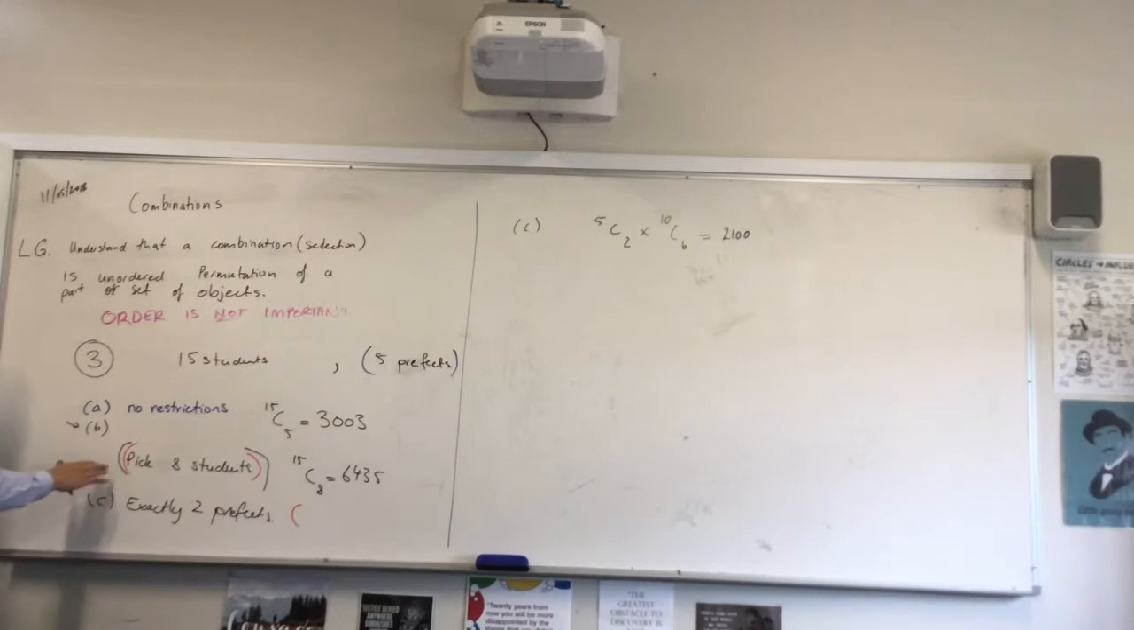So for B, C, D, and for any subsequent question, we are picking 8 students, all right? That's it. And do you know what, Josh? That is an excellent question. I think that deserves a pizza point. Is that a pizza point?